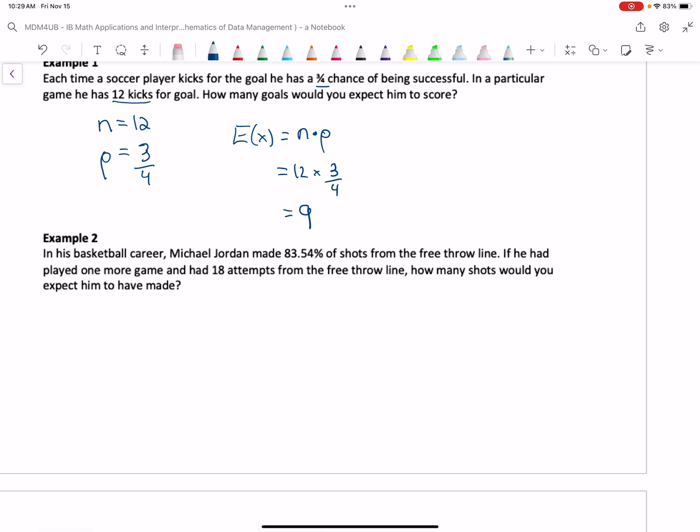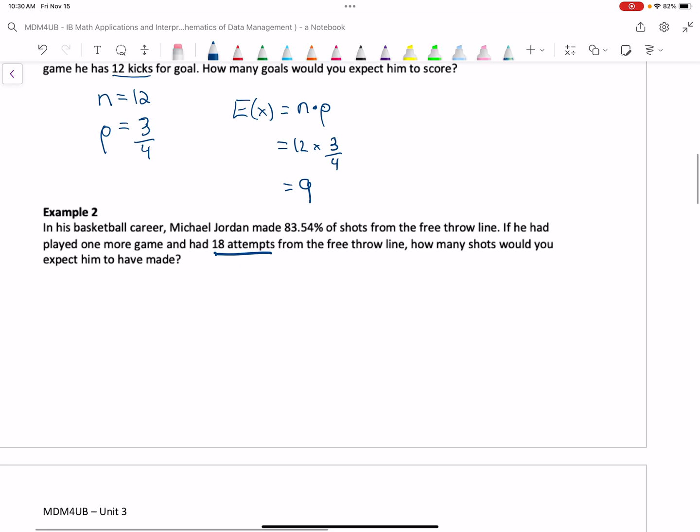Another example, in his basketball career, Michael Jordan made 83.54% of his shots from the free throw line. If he had played one more game and had 18 attempts from the free throw line, how many shots would you expect him to have made? So again, n in this case, and p. So n is our total number of trials, which is 18. Our probability is 83.54, but remember we're always converting that to a decimal from percent. So I just simply divide that by 100, which becomes 0.8354. And then my expected value is just those numbers multiplied together.